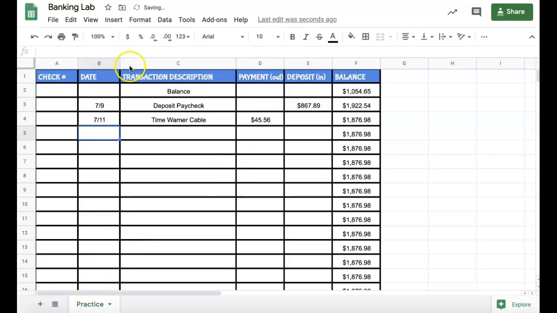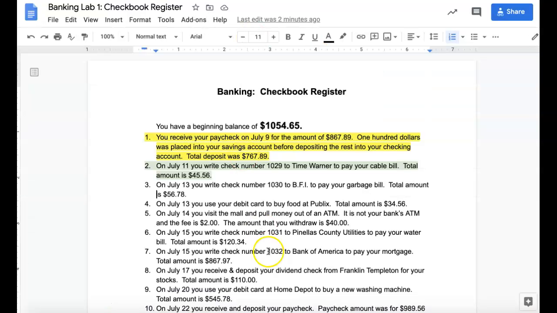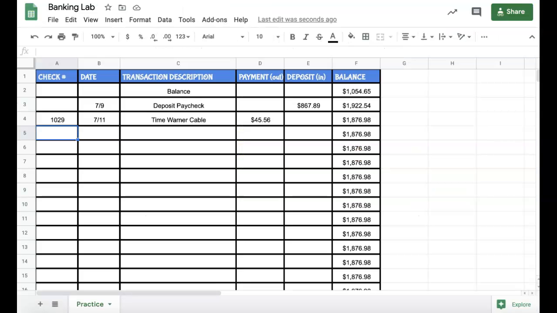And that was July 11th, and it was check number 1029. So I try to put as much information as I can in each line. And notice that went from 1922 down to 1876. So the third one is on July 13th, I wrote the next check, 1030, to BFI to pay my garbage bill for $56.78. I'm going to pay my bill, $56.78, to BFI Garbage. That was on the 13th, and it was check number 1030.